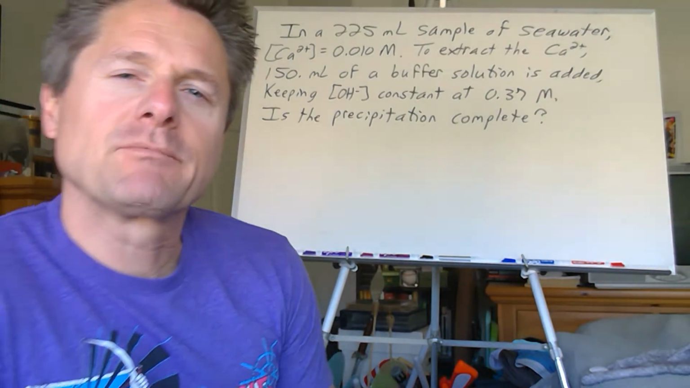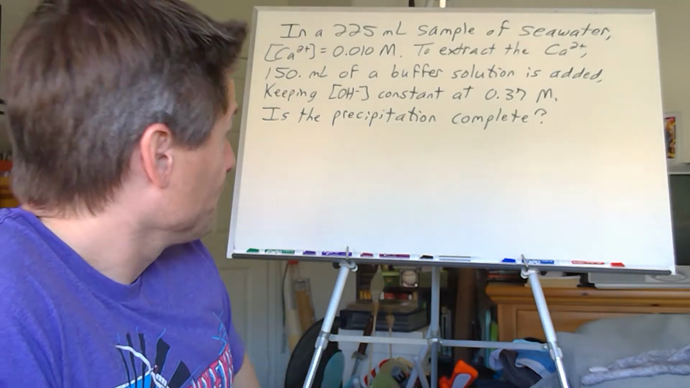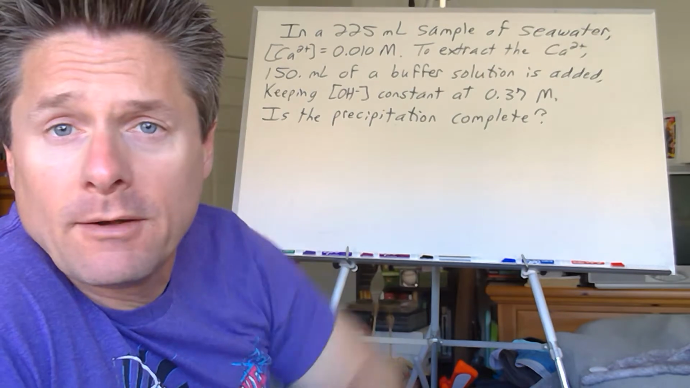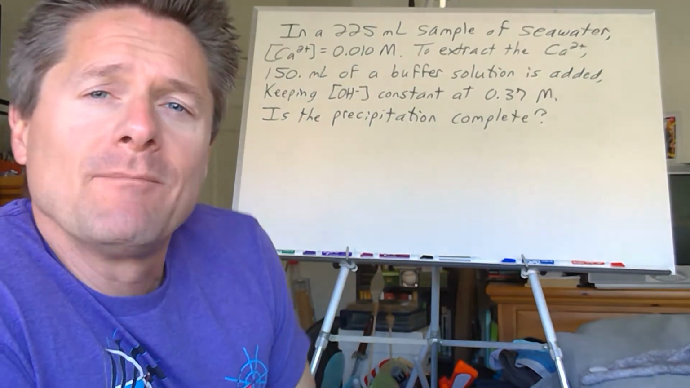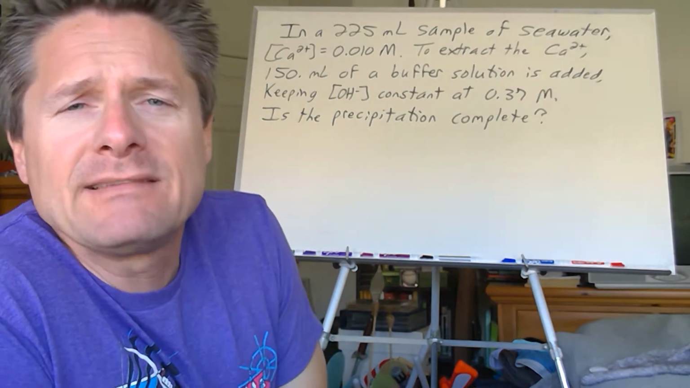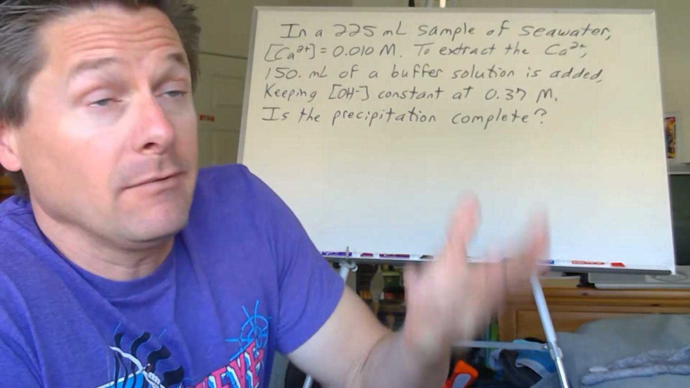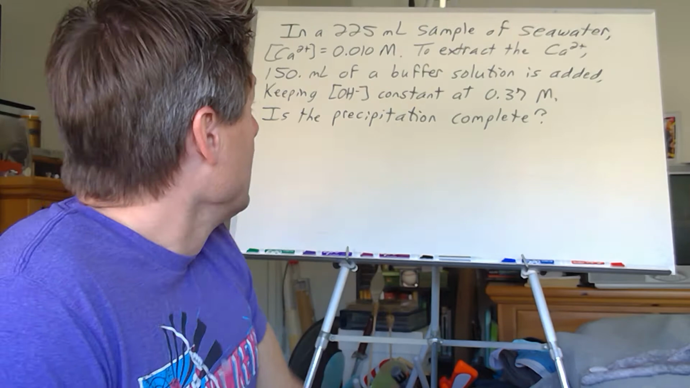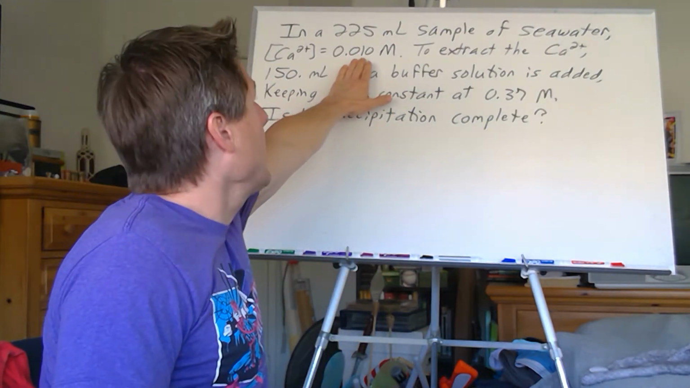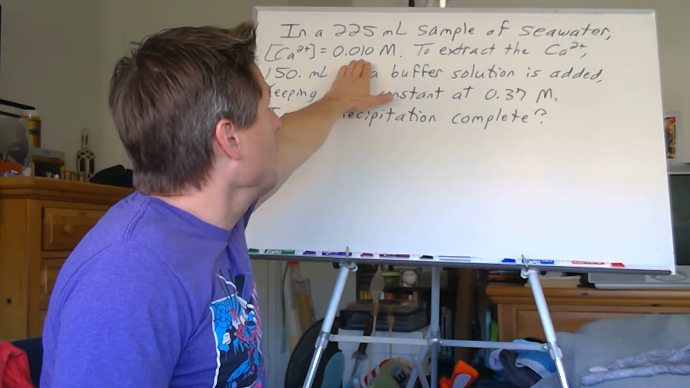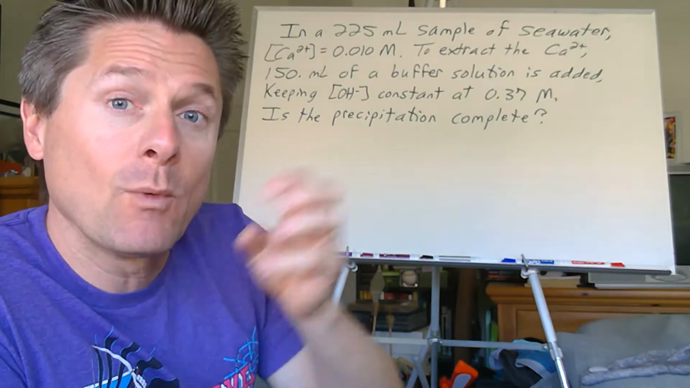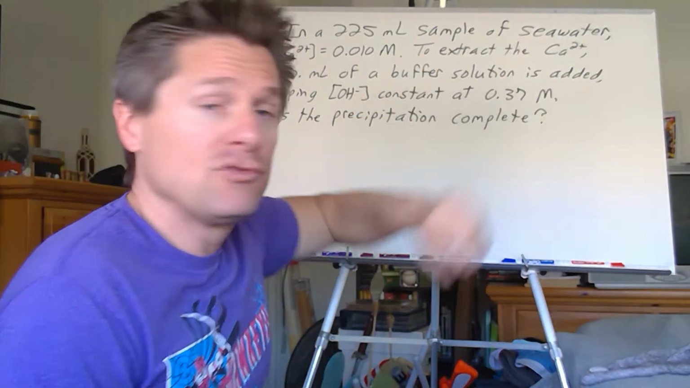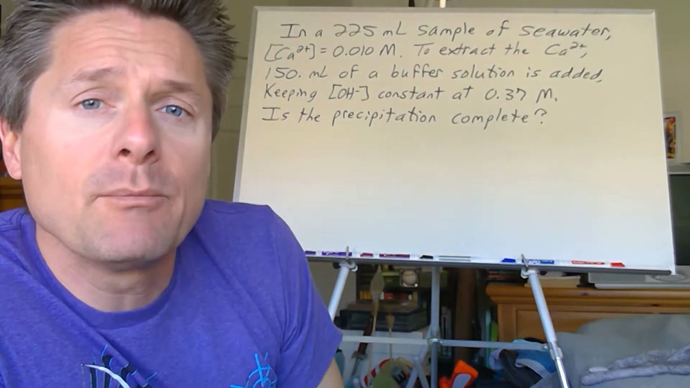All right, here's a typical problem you're going to see. Let's say we have some seawater, and we grab a 225 milliliter sample of it. It's got various ions, but let's say we're interested in the calcium ion. It could be any ion. Let's say calcium is 0.010 molar in that original seawater sample. And we want to extract that calcium out. So to extract it, we need to precipitate it out with something.